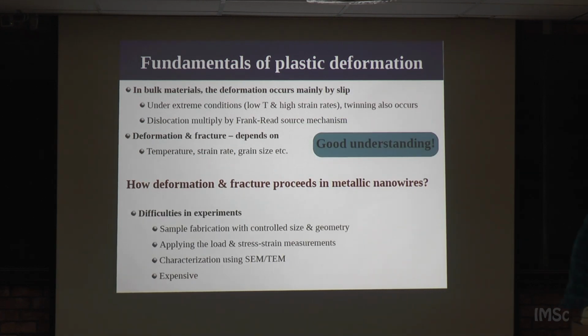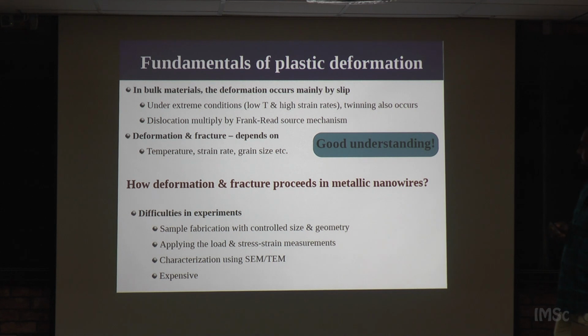So, we all know that mainly in bulk materials the deformation occurs by a slip mechanism, but certainly in extreme conditions like low temperature and high strain rate, twinning also occurs. Even though it is rarely reported, if we go to very low temperatures and extremely high strain rates, twinning has been reported. And we all know that dislocations multiply in bulk crystals by a well known multiplication mechanism, that is the Frank-Read source mechanism.